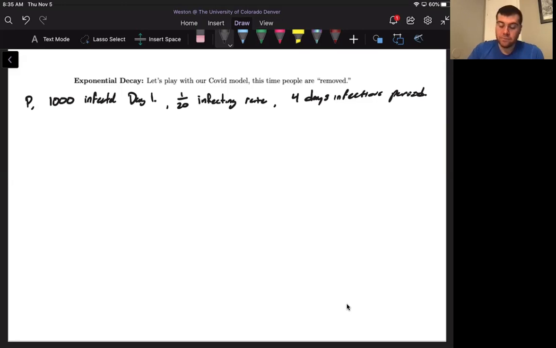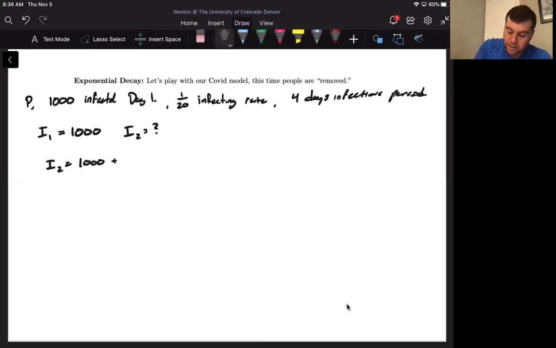Okay, so we'll call I1 the number infected on day 1, and that's 1,000. So let's ask what I2 is. How many people are going to be infected on the next day? Well, we suppose we have this baseline 1,000. So those are the people already infected.